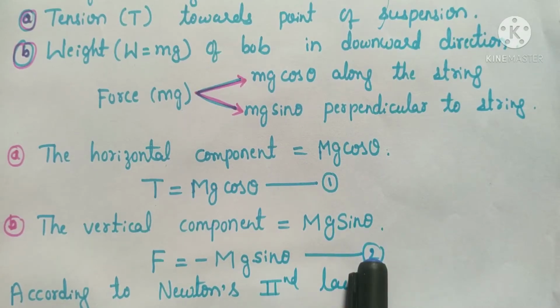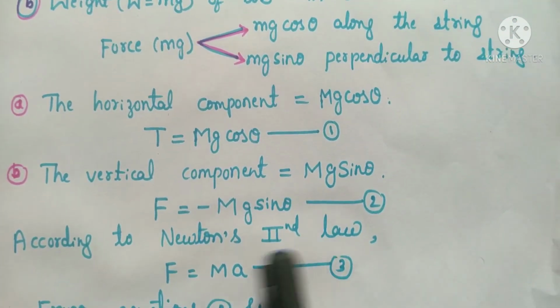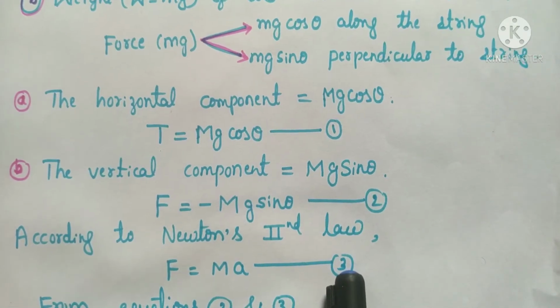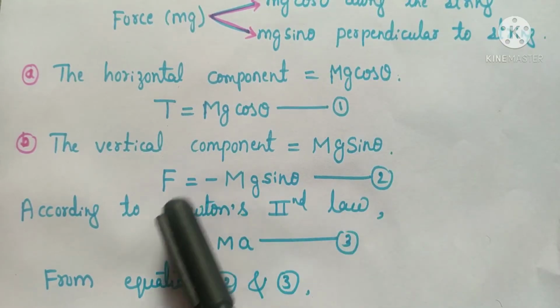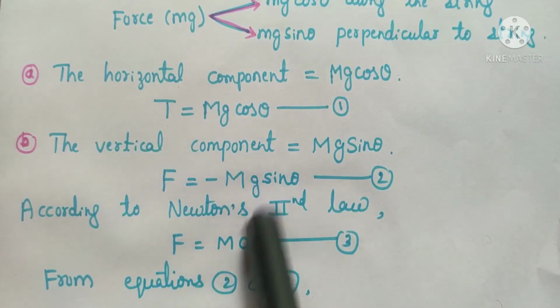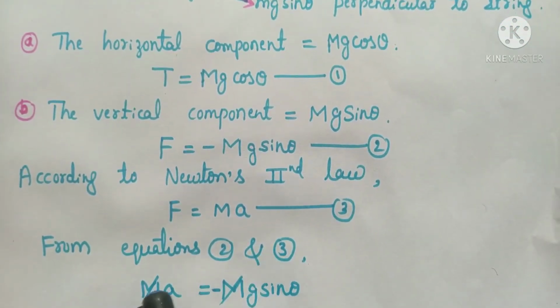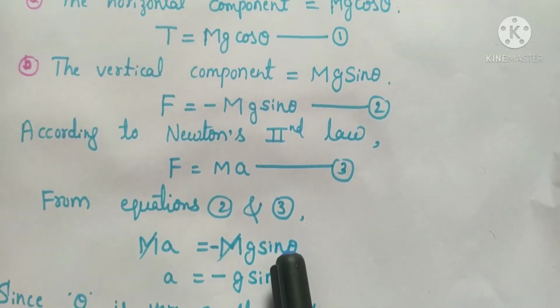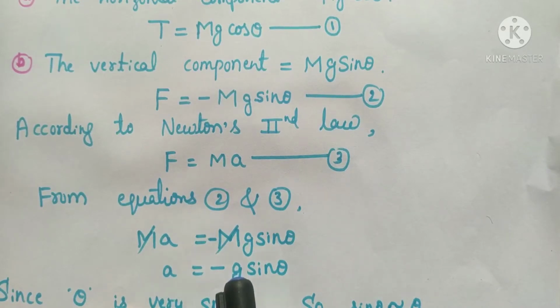According to Newton's second law, we can write F equals ma, and I will name that equation number 3. Now from equations 2 and 3, the left-hand sides are the same, so we can equate the right-hand side terms. I can write ma equals minus mg sin theta. Here m cancels, so we are left with a equals minus g sin theta.